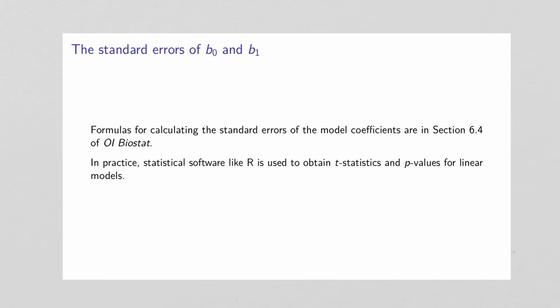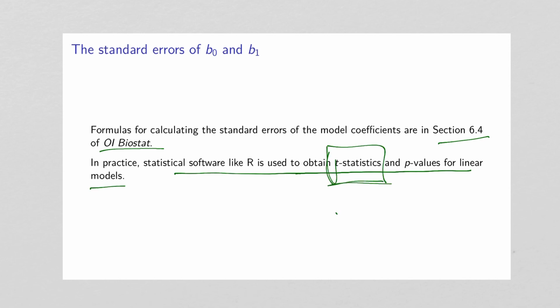All right. Formulas for calculating the standard errors of the model coefficients are in section 6.4. In practice, statistical software like R is used to obtain t-statistics and p-values for linear models. So remember I told you, R uses t because when n is greater than 30, t is approximately the same as z. So you might as well just use t because sometimes you might have a low n.